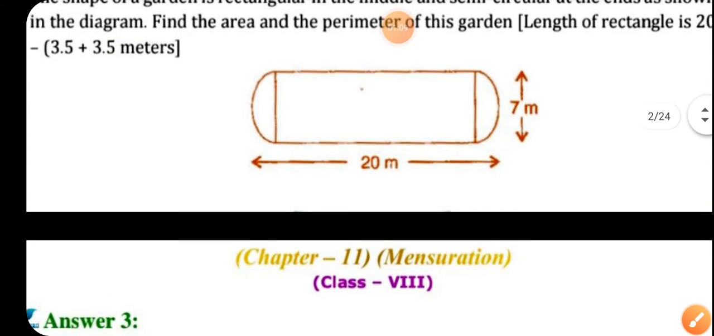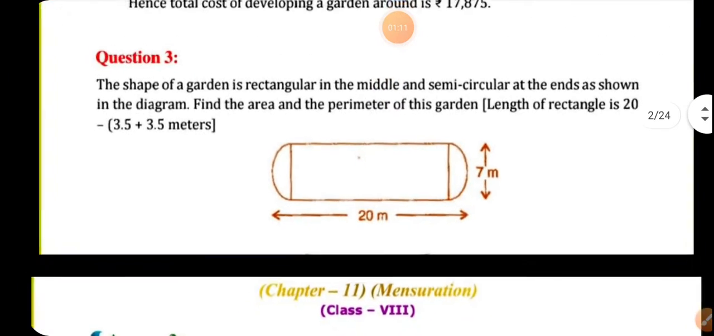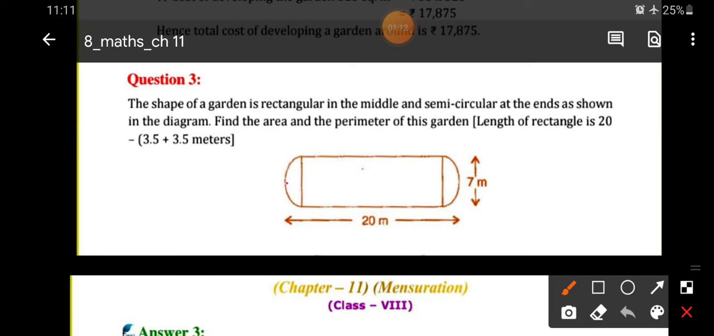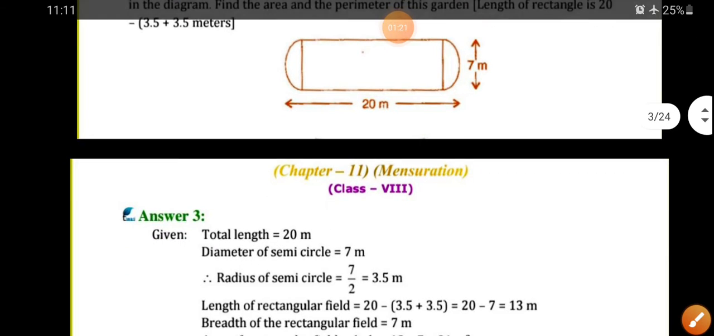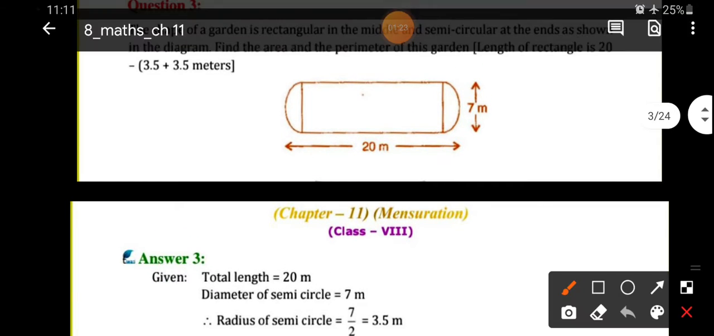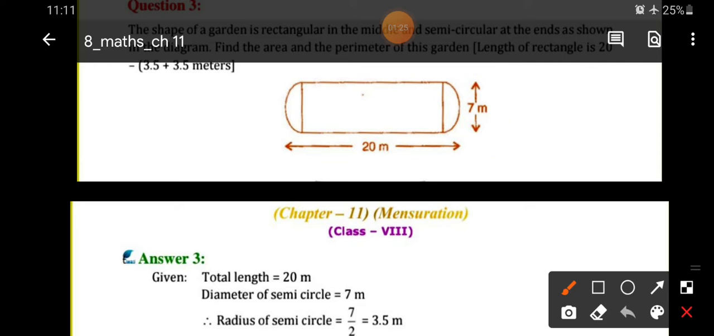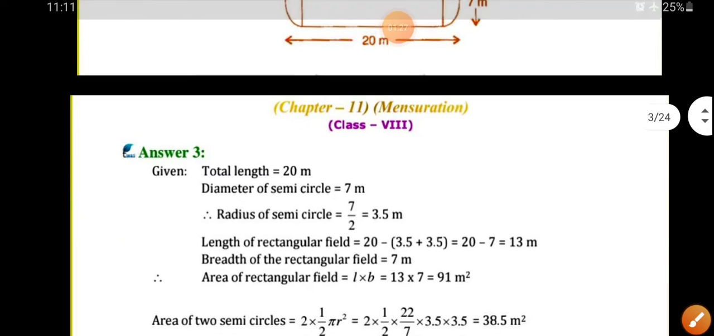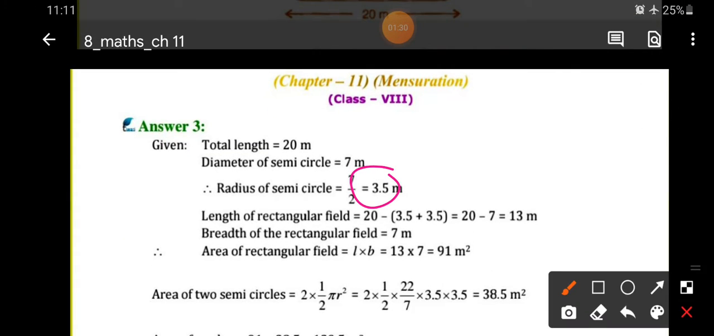So what is the total length? Here in the figure it is given, total length from here to this point. This total length is 20 meter, including the length of this rectangle. Now diameter of semicircle, that is 7 meter. So what is the radius of semicircle? 3.5, half of it.